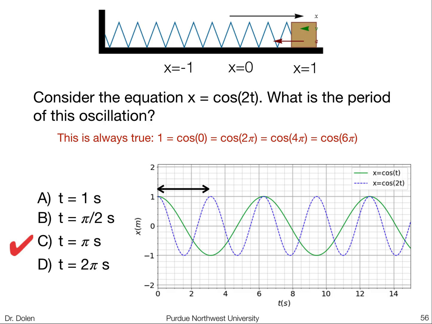Okay, and we can check that again with this basic knowledge of how cosine works. Cosine of 0 is equal to 1, cosine of 2 pi is equal to 1, cosine of 4 pi is equal to 1. So if it's cosine of 2 times t, this is going to be equal to 1 when t is equal to 0. It's going to be equal to 1 again when t is equal to pi. So that tells me that the period is equal to pi.